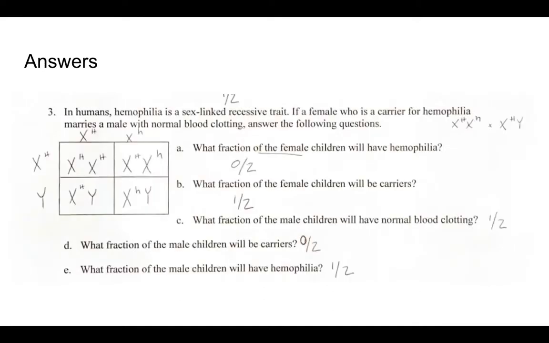There are your answers. So give those a check. Here's our heterozygote, or here's our carrier female. Carriers are heterozygous. They carry the recessive allele, but they don't show it. Here's our normal man. Cross together, questions answered.